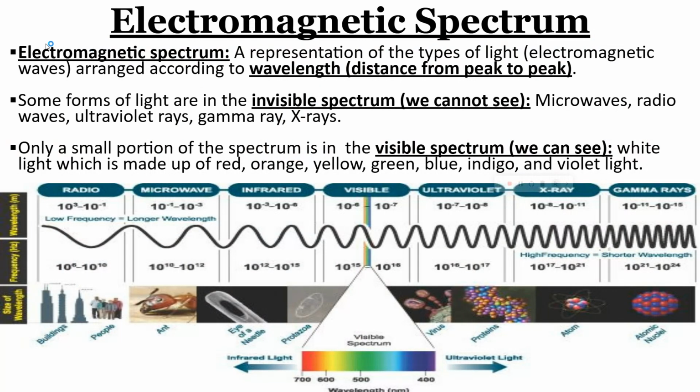So we're going to focus now on the electromagnetic spectrum. This here is the electromagnetic spectrum. It's simply the different types of light. So the spectrum means a collection of things. And so we have a collection of different types of light here. They are the radio waves, microwaves, infrared waves, visible light, ultraviolet, X-rays, and then gamma rays.